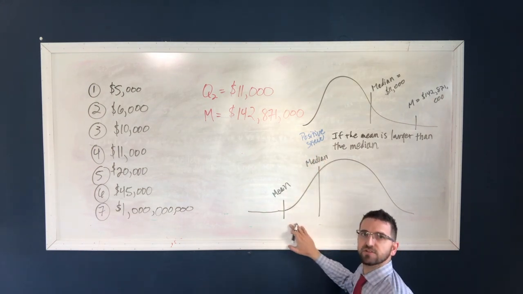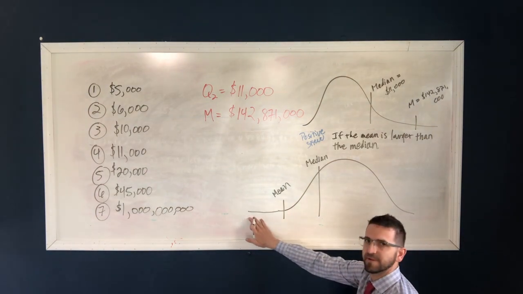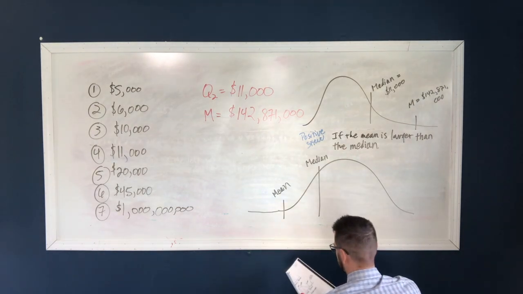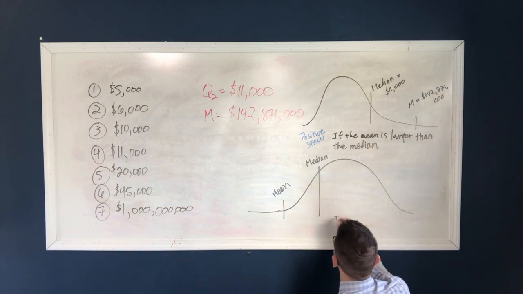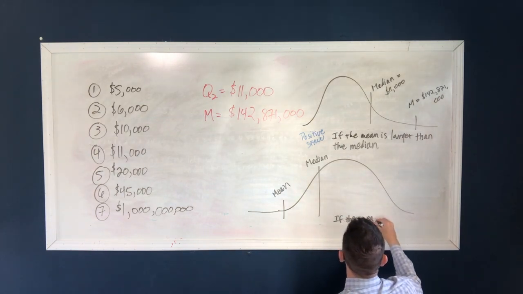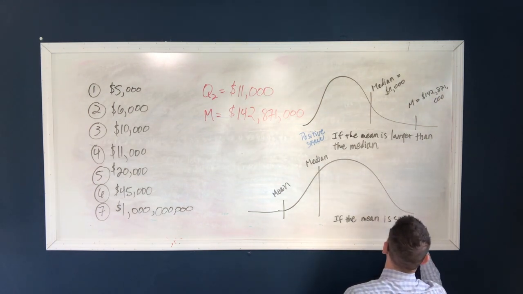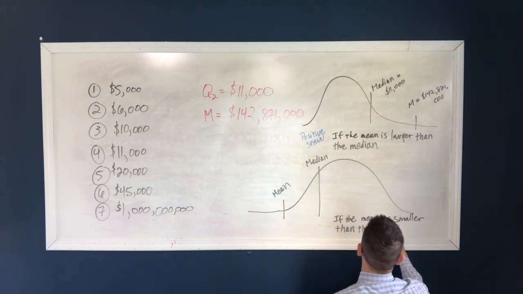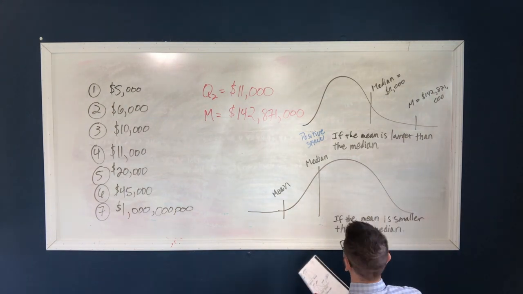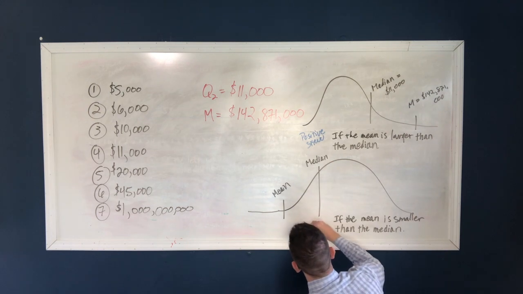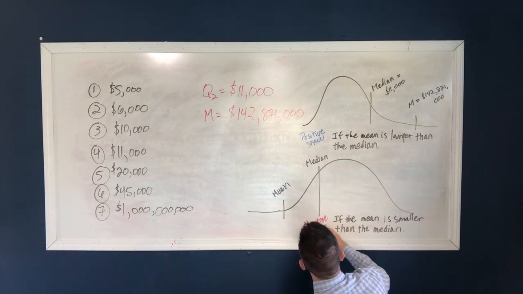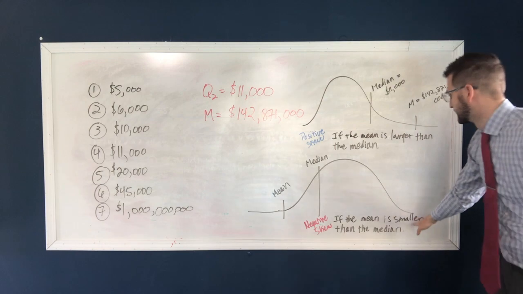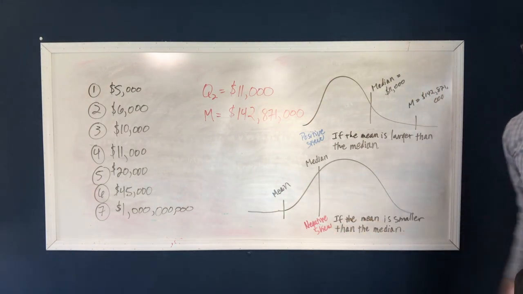So in this case, you notice the tail's pointing to the left because there's some extremely low score over here that's pulling the mean. So remember, the mean is highly reactive. If the mean is smaller than the median, it's negatively skewed.